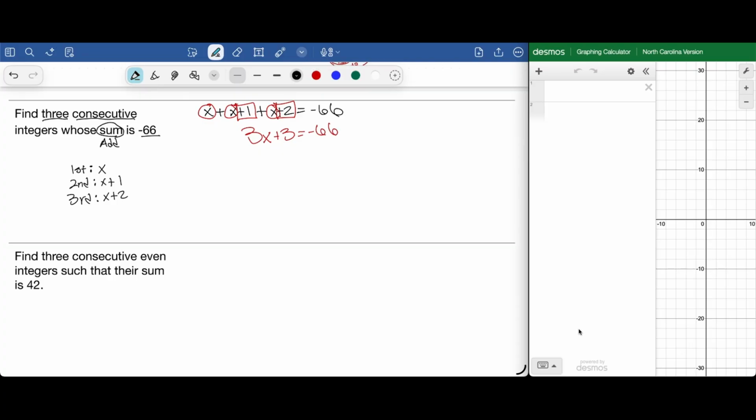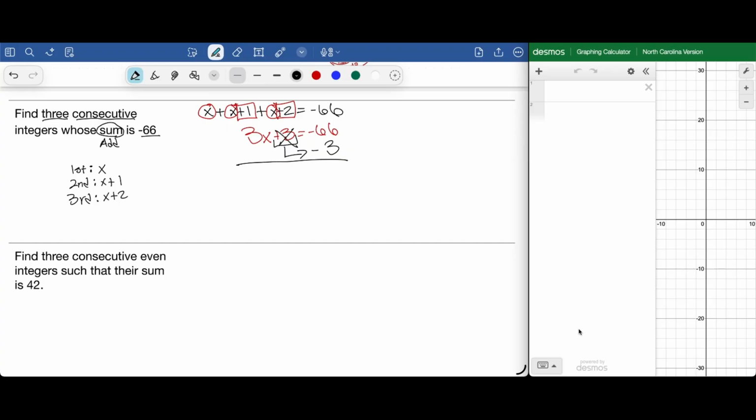Okay, so we combined our like terms. Now we can start solving. This is like a two-step equation. So I'm going to solve and get x by itself. The first thing I'm going to do is take this positive 3 with no variable and move it to the other side by subtraction. Because it's positive on one side, when I move it, it becomes a negative.